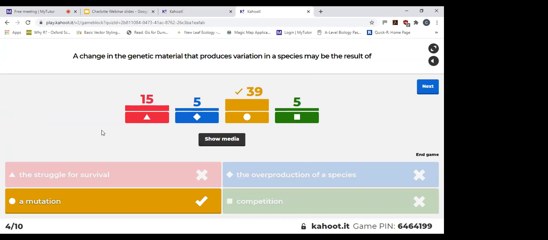Okay, well done. 39 of you that got mutation. The mutations are changes in genetic material. Those of you that put the struggle for survival, in a sense you're right, because a change in the genetic material might be an inadvertent consequence of the struggle for survival, i.e. those individuals that had the best traits for surviving in that environment are more likely to pass those on, but it's the mutation that provides that characteristic in the first place. So mutation is the correct answer.